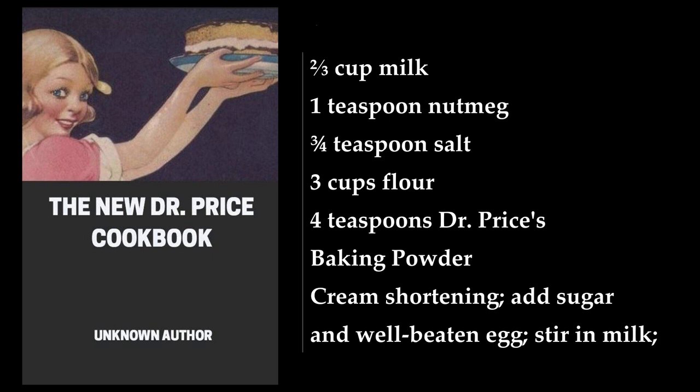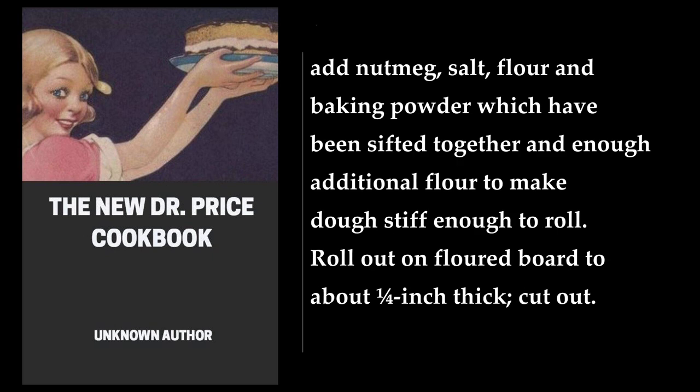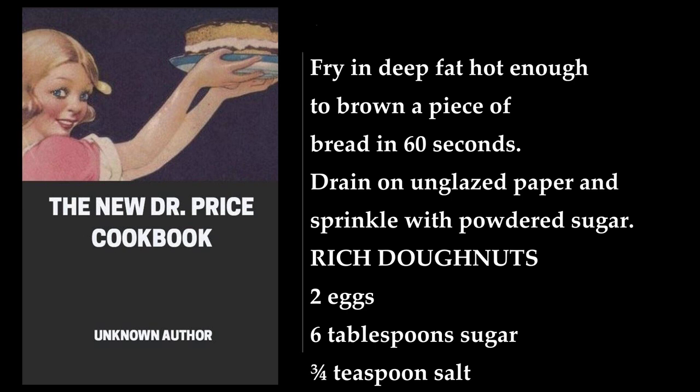Cream shortening, add sugar and well-beaten egg, stir in milk. Add nutmeg, salt, flour and baking powder which have been sifted together and enough additional flour to make dough stiff enough to roll. Roll out on floured board to about 1/4 inch thick, cut out. Fry in deep fat hot enough to brown a piece of bread in 60 seconds. Drain on unglazed paper and sprinkle with powdered sugar.